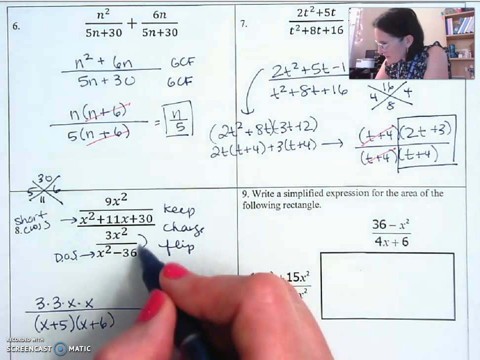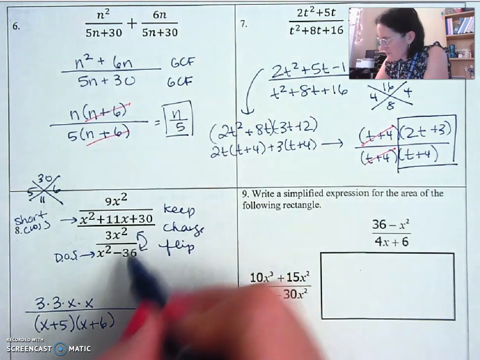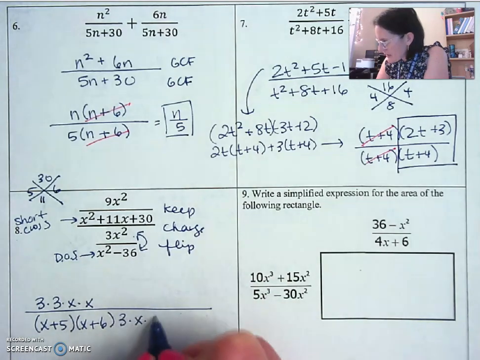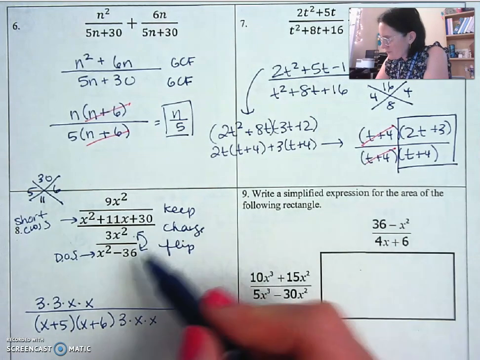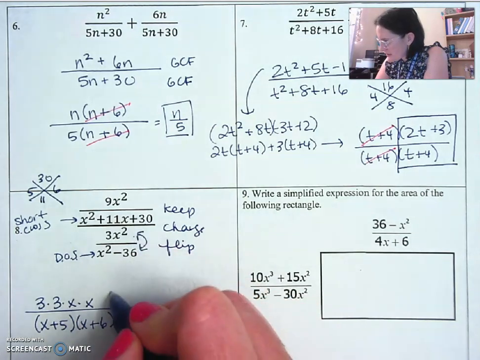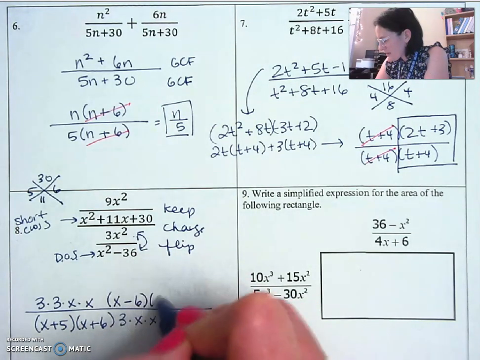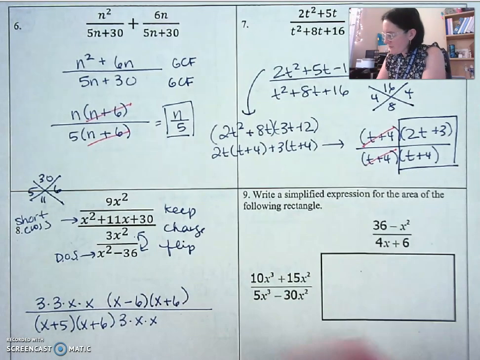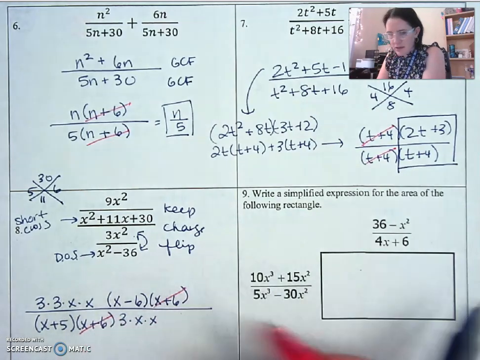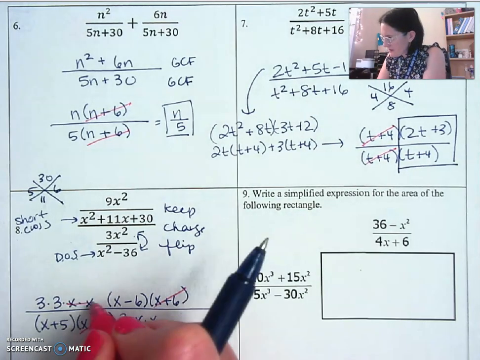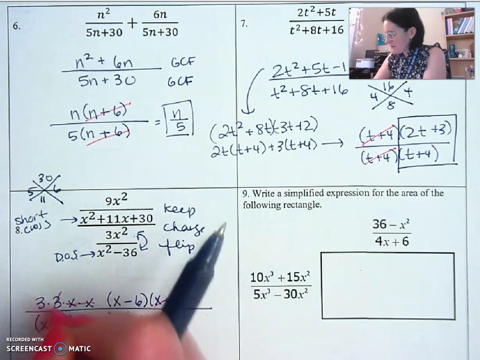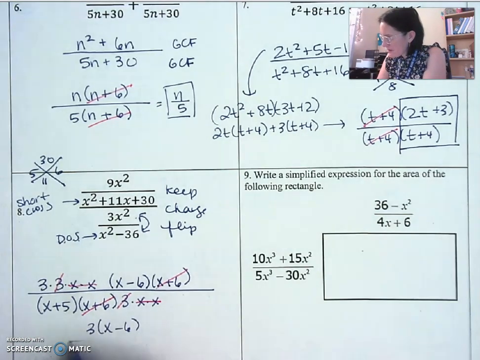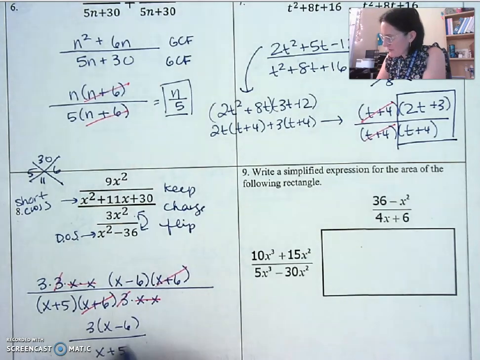Now this bottom one, I'm going to flip and factor at the same time. So the 3x squared is on top. It's now going to go on bottom, 3 times x times x. And x squared minus 36 is now going to go on top, and it's x minus 6, x plus 6 for difference of squares. So gone, gone, 2x is gone, 1, 3, and that leaves me 3 times x minus 6 over x plus 5.